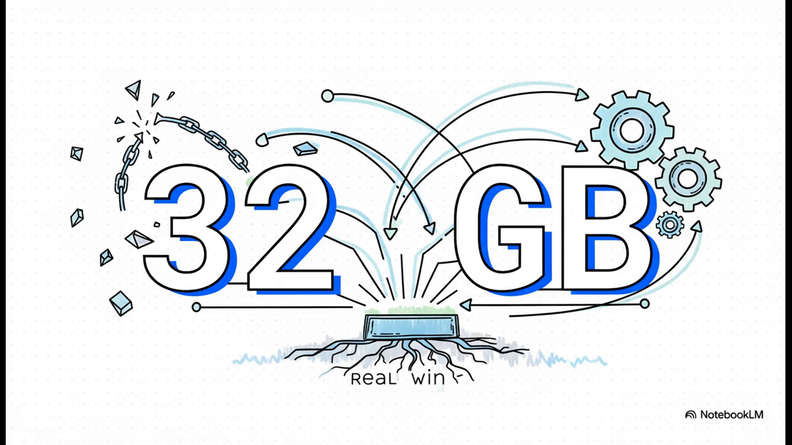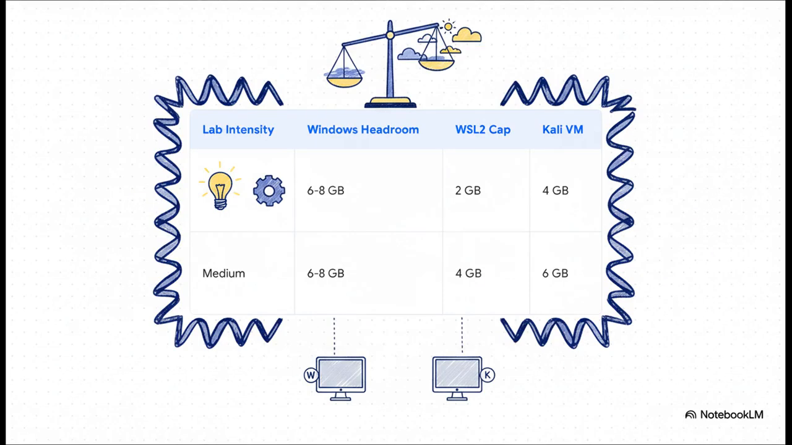16 gigs of RAM is, well, it's workable, but it's fragile. 32 gigs is where this whole ecosystem really starts to feel smooth, like it was meant to be. The real win, though, isn't just having more RAM, it's having predictable RAM. And predictability? Well, that comes from setting rules.